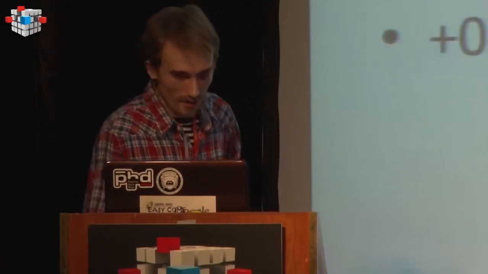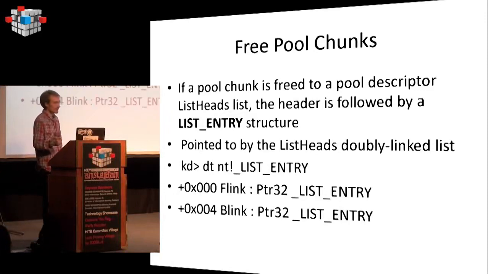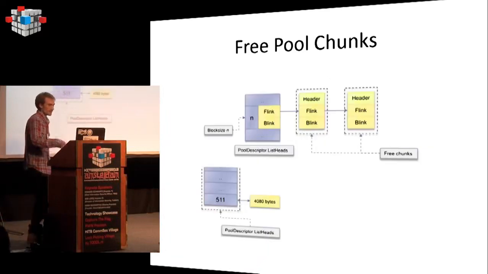So when a chunk is freed, after the pool header there's a list entry. Basically, it's just a structure that stores a pointer to the forward free chunk and to the backward one. So this is how it looks in graphic mode.